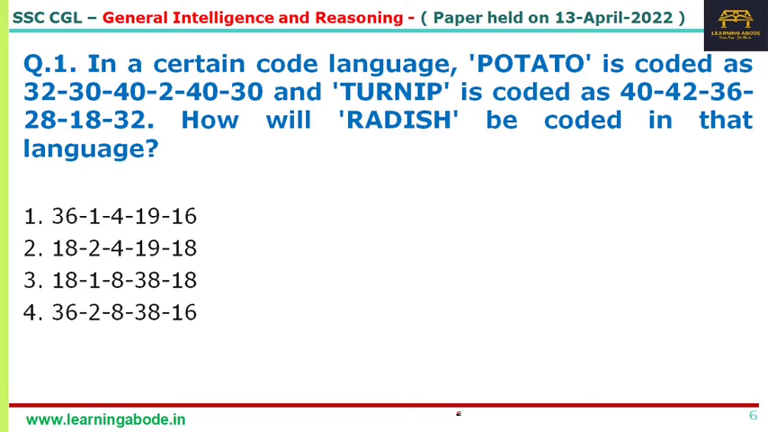The first question is a coding decoding based question. If potato is coded as some number and turnip is coded as another number, how will radish be coded in that language? This is a very easy question to solve.